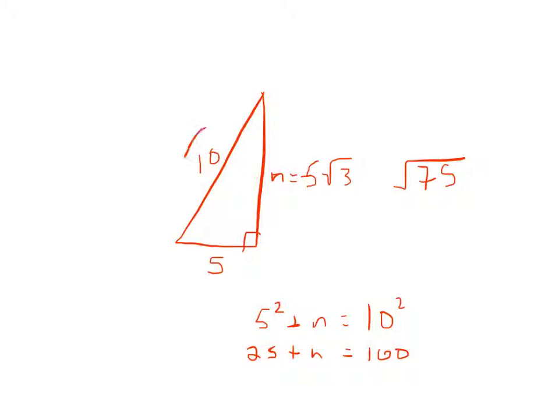So our answer for the 2 other sides would be these 2 numbers. The one side, the hypotenuse, the longest side, would be 10, and the other side would be 5 times the square root of 3.